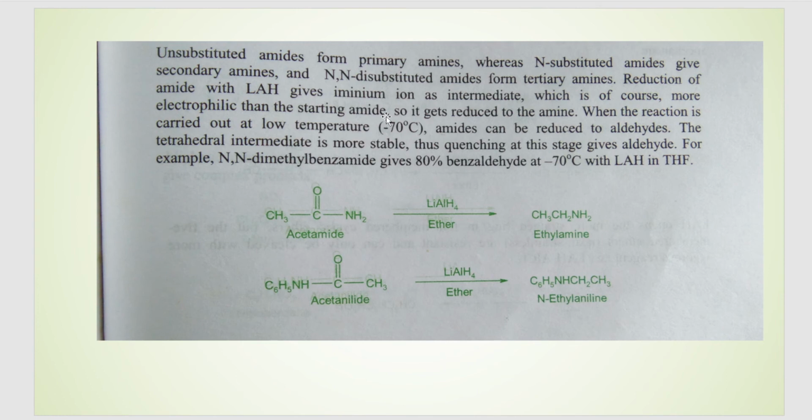So on reduction, an iminium ion intermediate is obtained, and once the reaction is complete, the intermediate is further reduced to amine. So what do amides give on reduction? They give you amines, having an iminium ion intermediate. When the reaction is carried out at low temperature, at around minus 70 degrees Celsius, amides can also be reduced to aldehydes, and the tetrahedral intermediate that is formed is more stable.